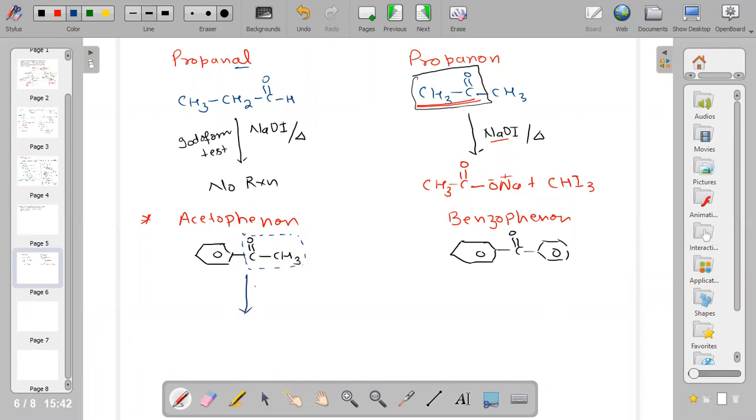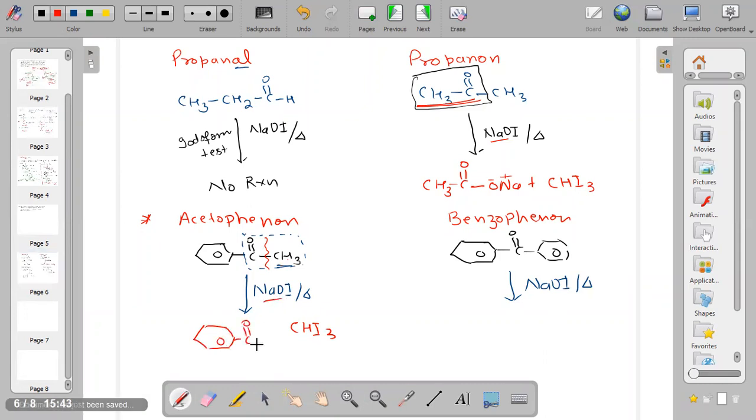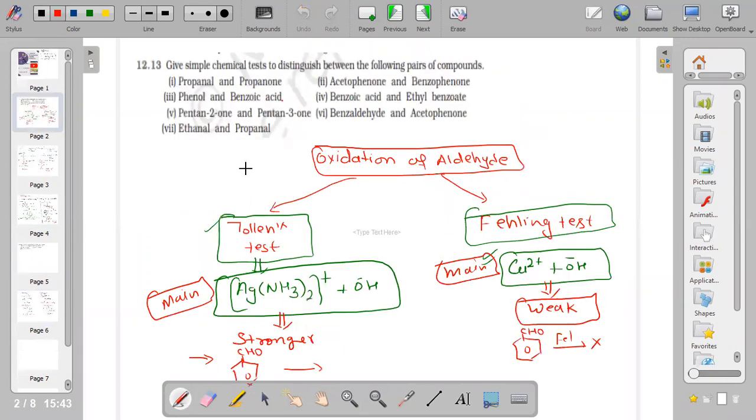So you write NaOI and heat, and in this one also NaOI and heat. As I told you, in the first, the bond next to C=O will break, and this CH3 will convert into CHI3, and the remaining part, the benzene, will join with C=O and ONa. In the other one, no reaction. So please do it better.